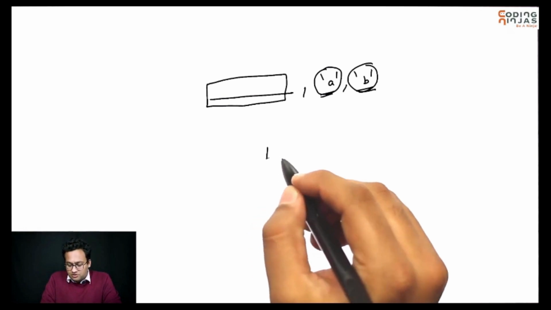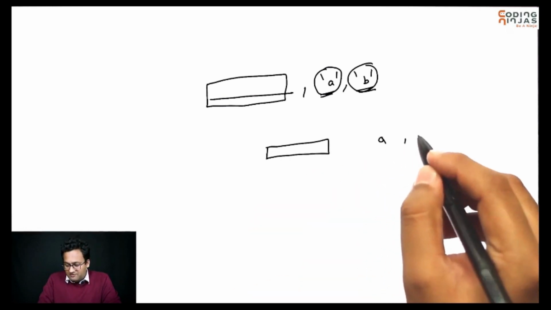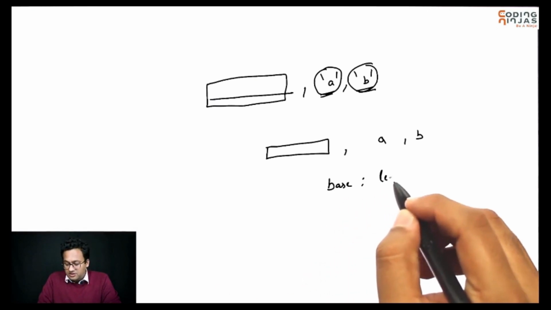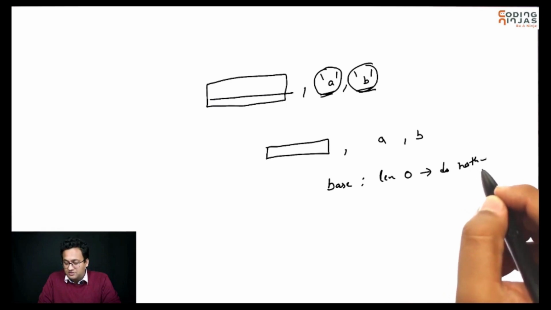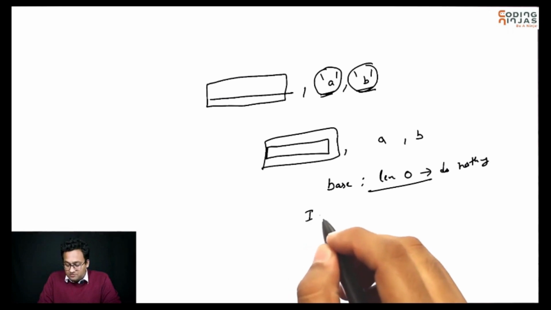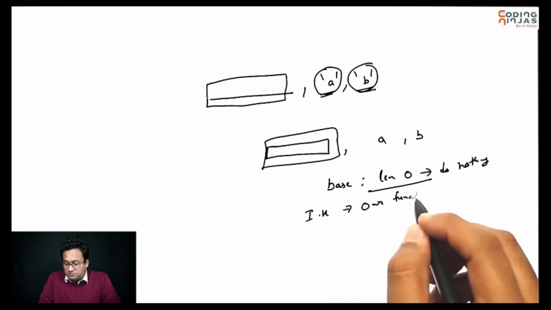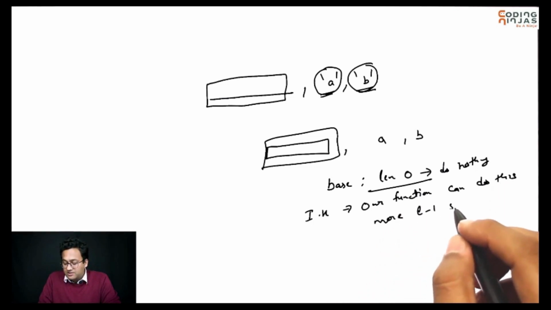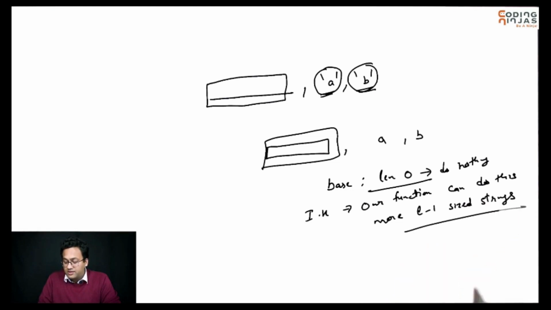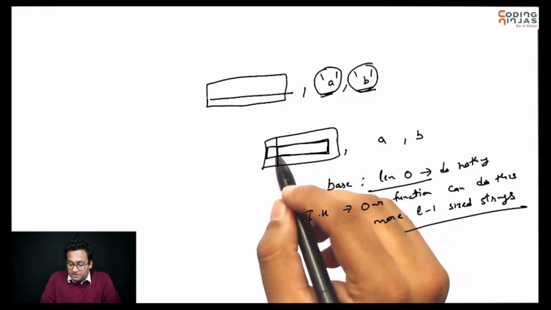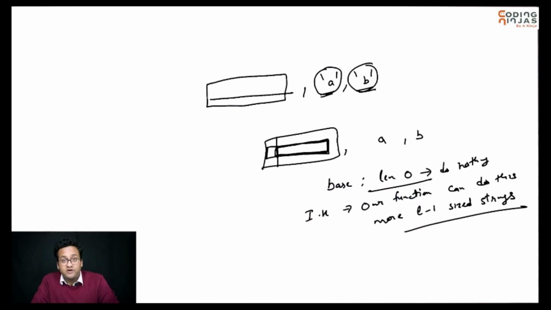Okay, so how should we do this? I have a string. I want to replace character A with character B. Let's talk about the base case. Length 0. Do nothing, right? We can just simply return the original string that we get in case of length 0, which is the empty string. Okay, hypothesis. Our function can do this for L-1 sized strings, right? That's my hypothesis. Induction step. Given a string, I can assume I can call recursion on this part of the string and things will work fine, right?